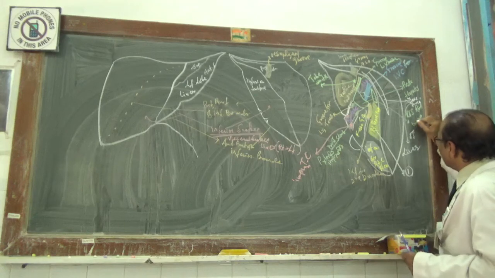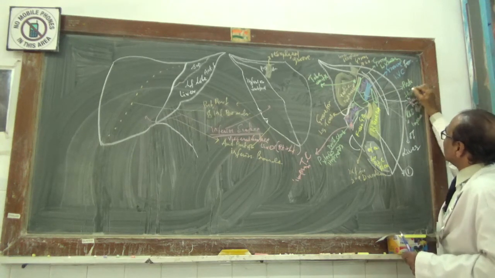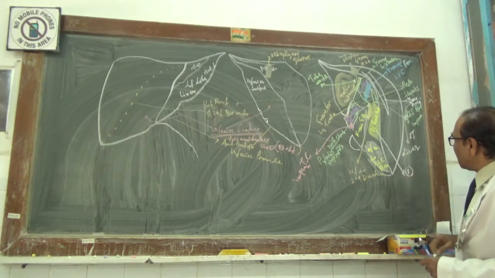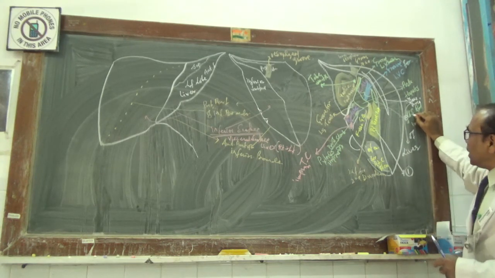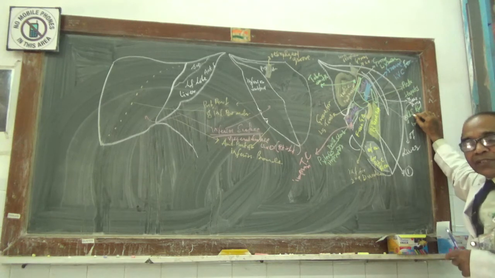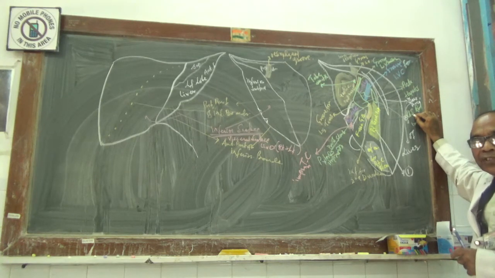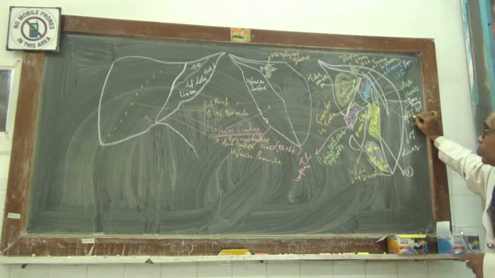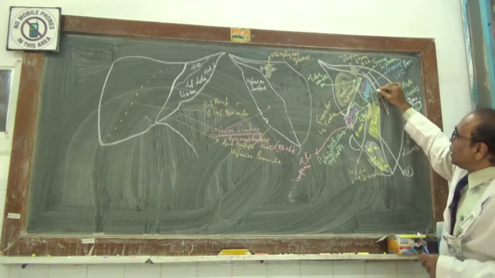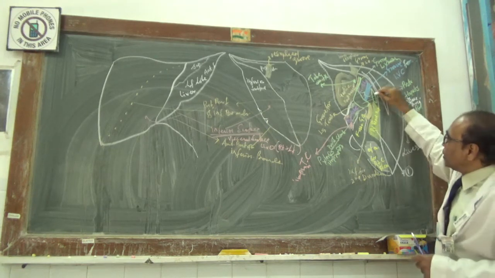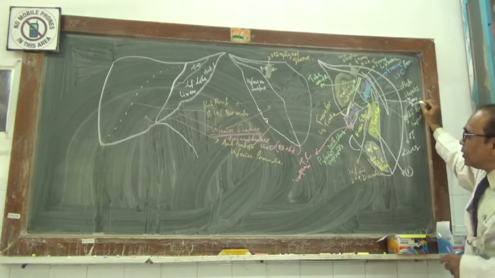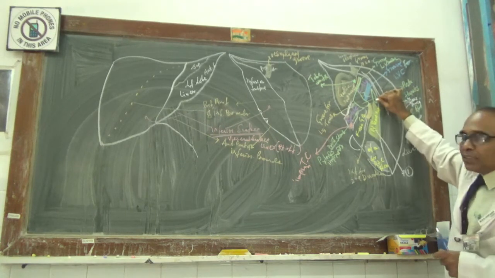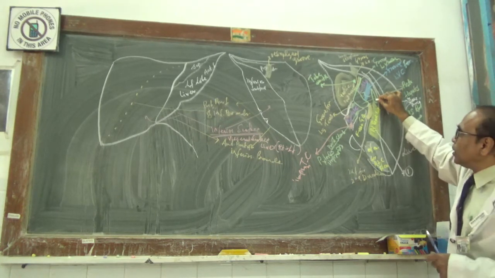Now that second will be the suprarenal impression. This suprarenal impression is the impression made by the right suprarenal gland, by its anterior surface. Now this right suprarenal gland impression is almost all triangular, and it is present above and medial to the right renal impression on the inferior surface of the right lobe of the liver.